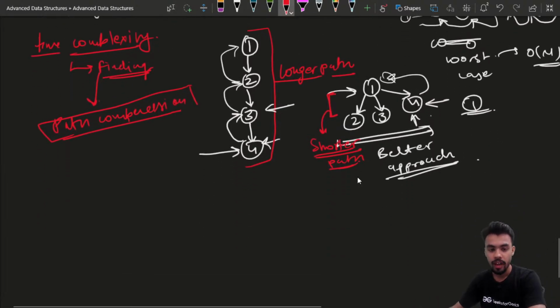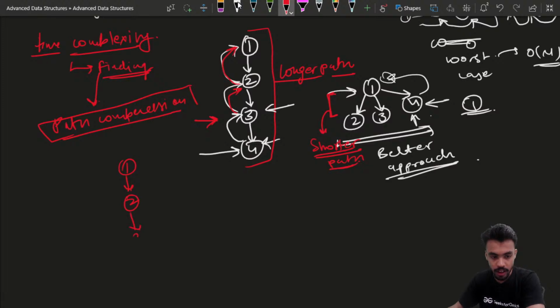So suppose I have to find the parent of 3. Whenever I am calculating the parent of 3, I have to move to 2 and then I have to move to 1. When I have calculated it, I found that the parent of 3 is 1 itself. So 1 is getting connected to 2 and then 3 is getting connected to 2, and if I am finding the parent of 3 at any point, I get to know that the ultimate parent of 3 is 1.